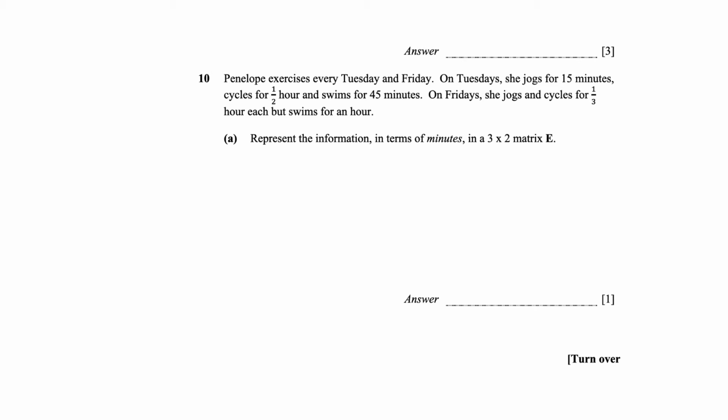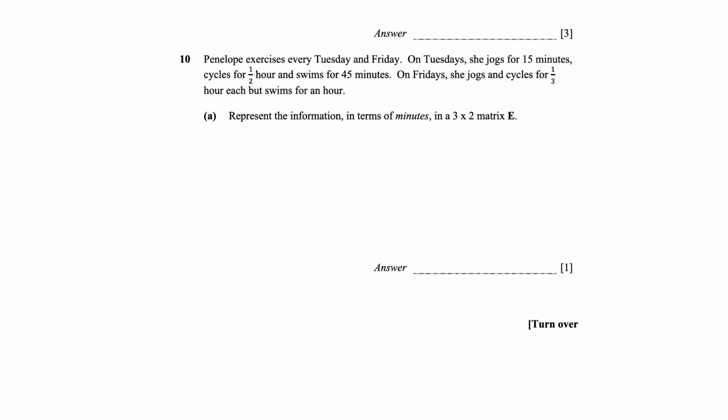Alright, let's look at this question. Penelope exercises every Tuesday and Friday. Tuesday she jogs for 15 minutes, cycles half an hour, swims 45 minutes. Friday she jogs and cycles for 1/3 hours each, but swims for an hour. And they want to represent this information all in terms of minutes in the 3x2 matrix E.